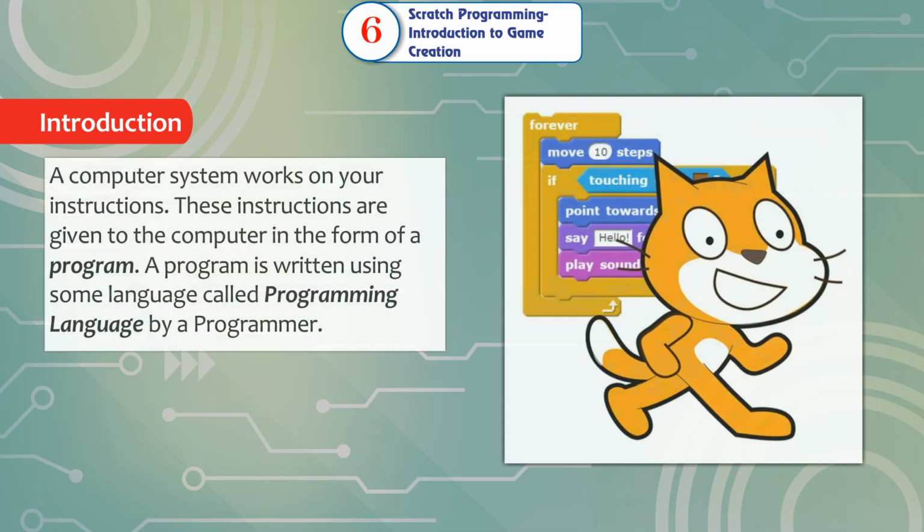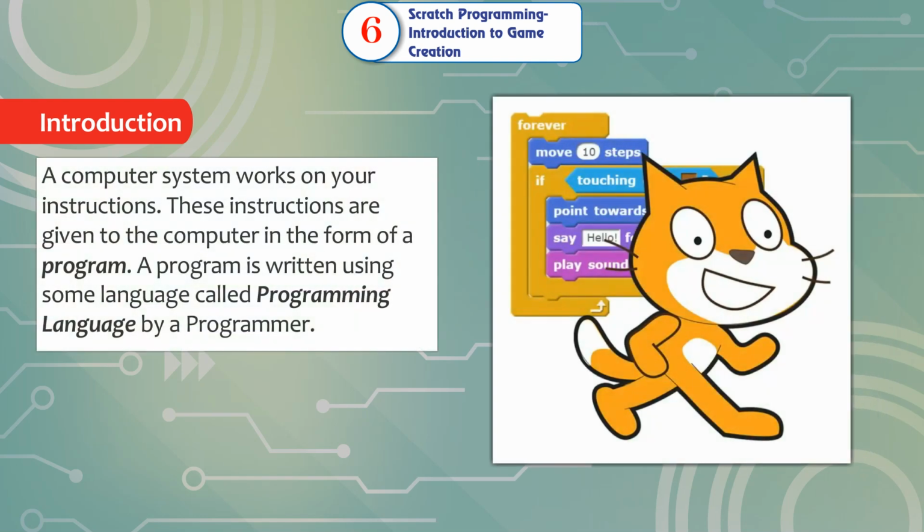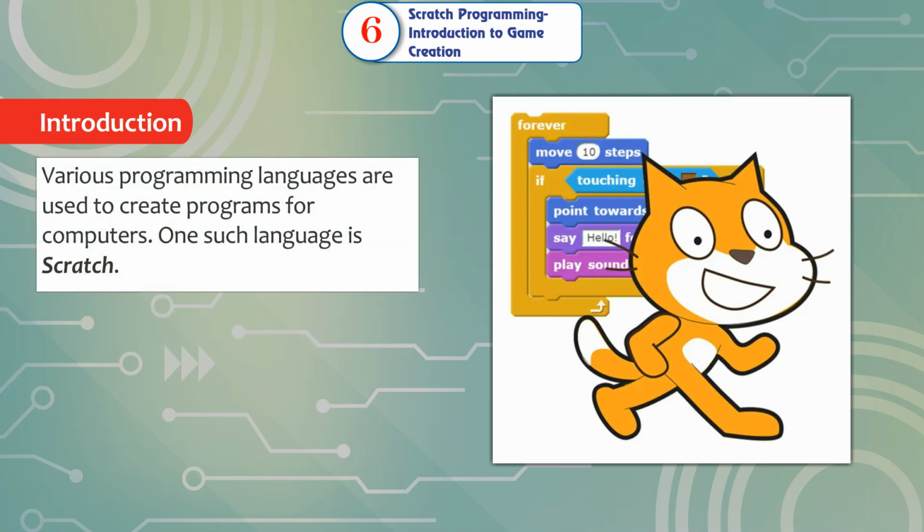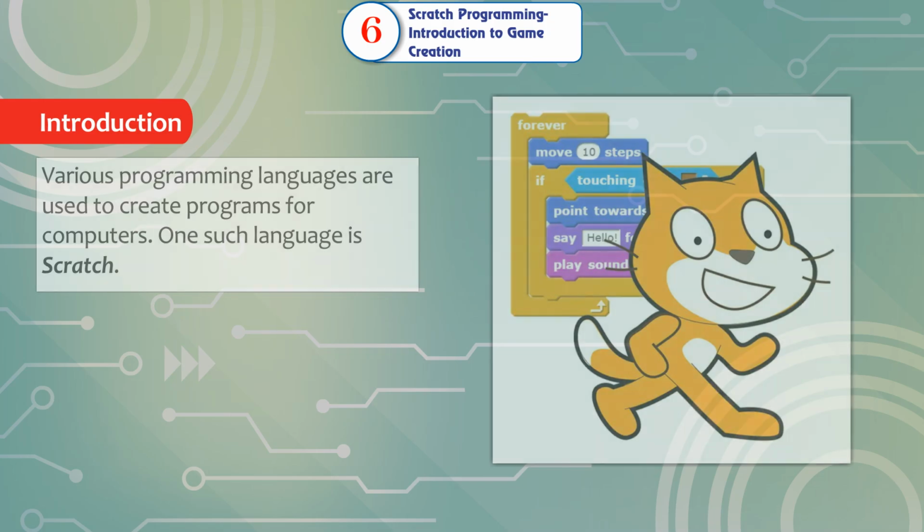Introduction. A computer system works on your instructions. These instructions are given to the computer in the form of a program. A program is written using some language called programming language by a programmer. Various programming languages are used to create programs for computers. One such language is Scratch.